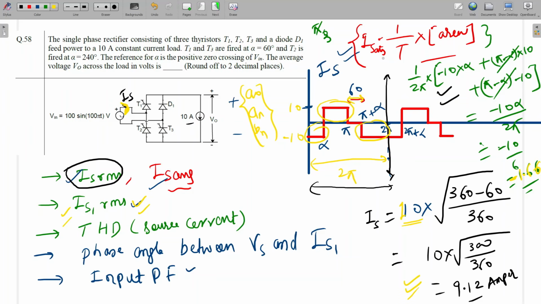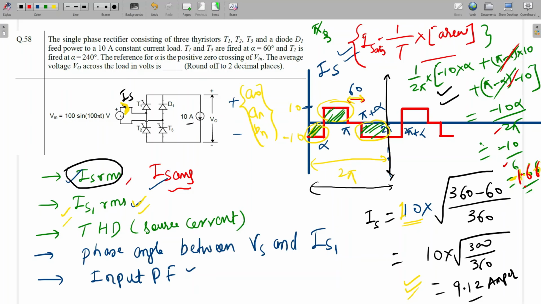Further, the average value of the source current we can calculate like this: 1 by T into area. The area for this curve I have calculated like this: this area is minus 10 into alpha, this one second, minus 10 into alpha. Further this one, pi minus alpha into 10, and this area from here to here is pi minus alpha into minus 10. So these two will be cancelled. So the average value will be minus 10 alpha upon 2 pi, which will be minus 10 upon 6, that is minus 1.66.